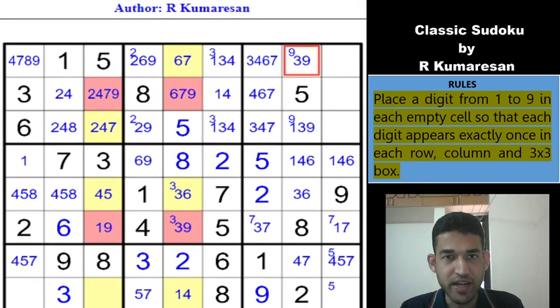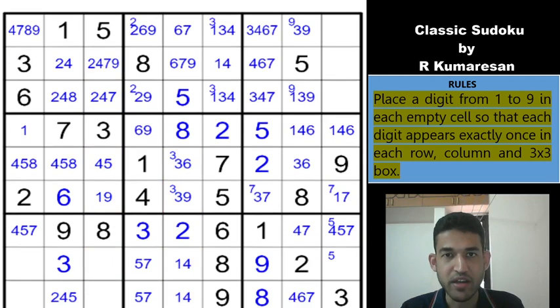So I'll remove the highlighting first. I mean, they're not helping me anymore. So I'll just remove them and get back to solving the grid.